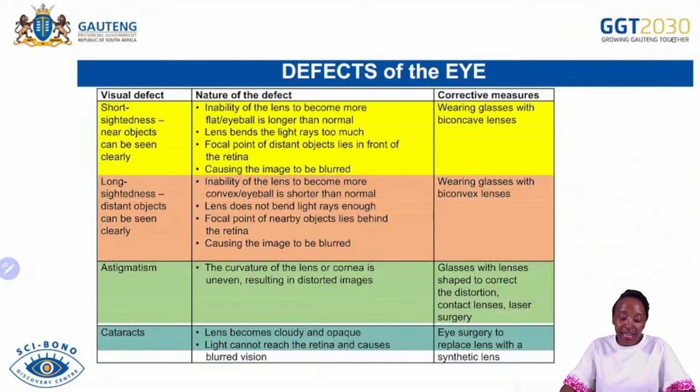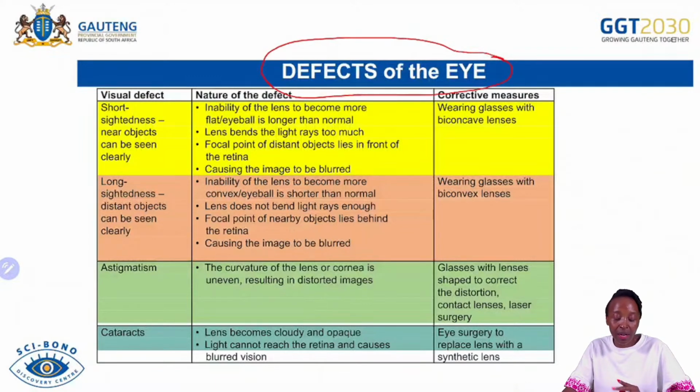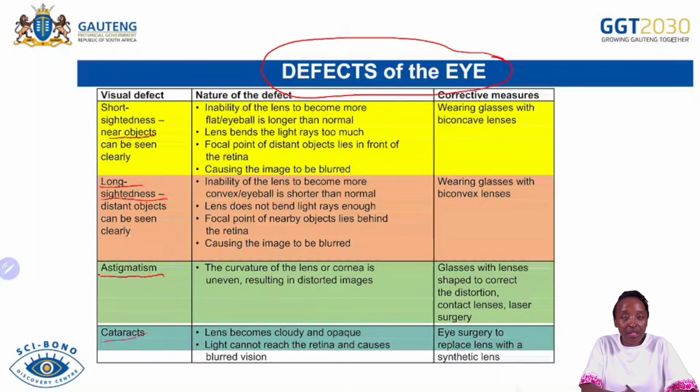And then while you study, do not forget the eye defects. These questions are also very important. The eye defects can be short-sightedness, if you can only see objects that are nearby, and then long-sightedness, where distant objects can be seen clearly, astigmatism and cataract. So this table summarizes what the defects are.